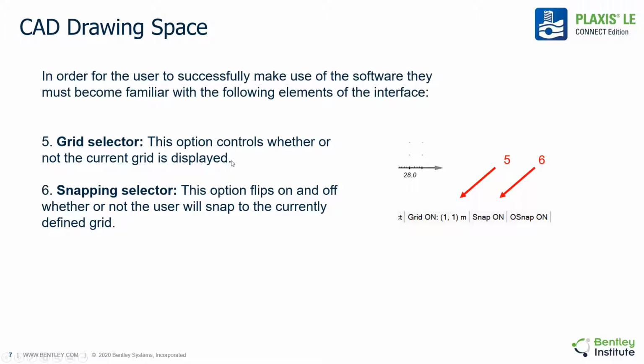You can also identify grid selector and snap selector tools available for our users. For the grid selector, these options control whether or not the current grid is displayed and also the spacing of the grid. The snapping is an option that flips on and off whether or not the user will snap to the current defined grid, helping users to better draw their geometry.